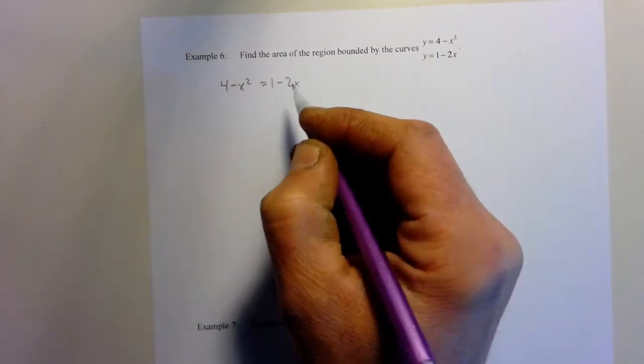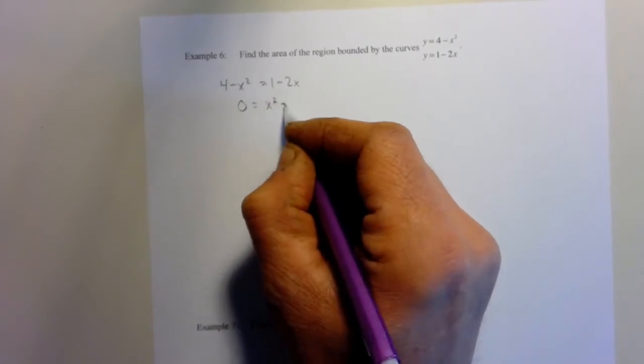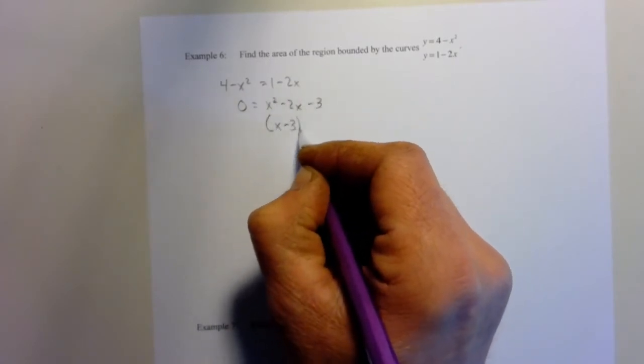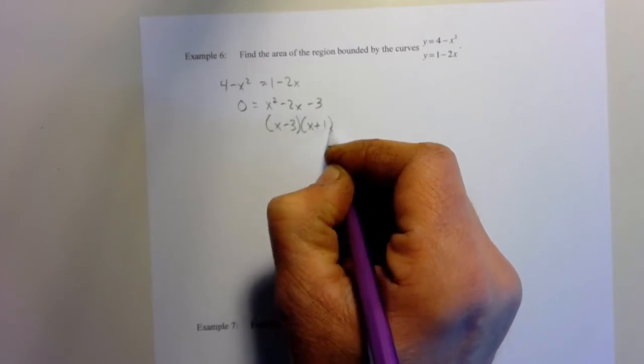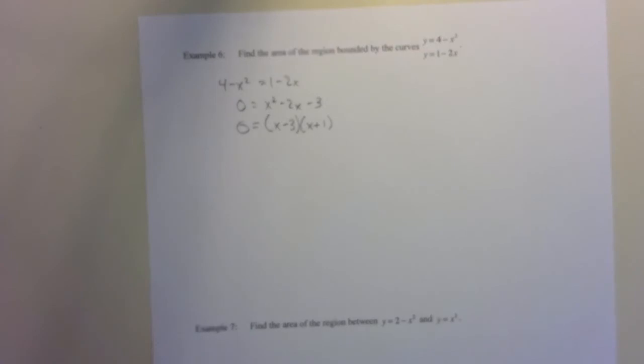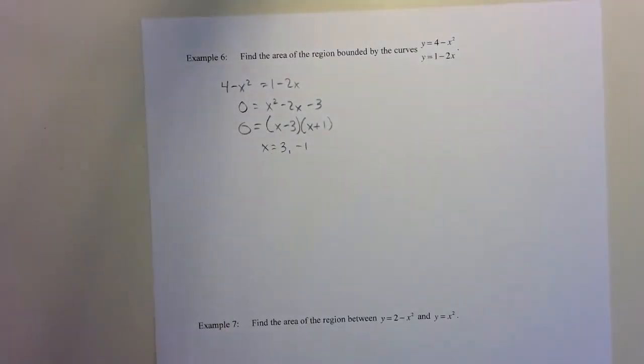I'm going to move everything to the right side, so it's going to give me x squared minus 2x minus 3. So I have x minus 3 and x plus 1. So I have x equals 3 and negative 1. I have two values, so there's two intersection points here.